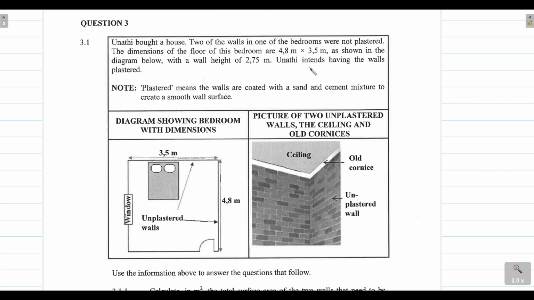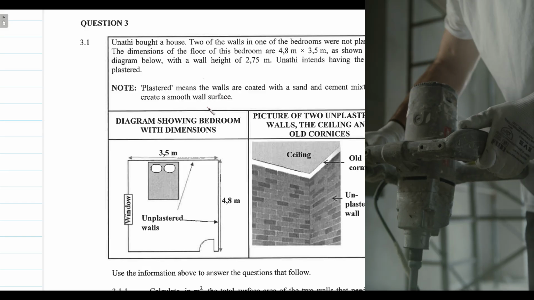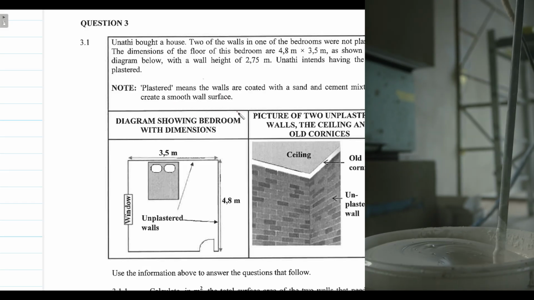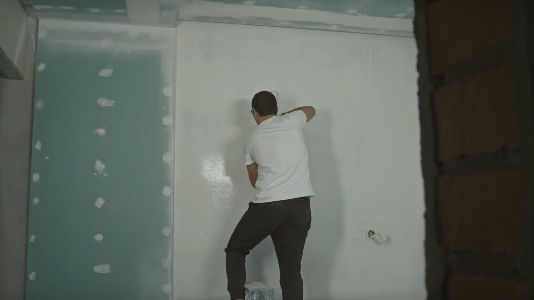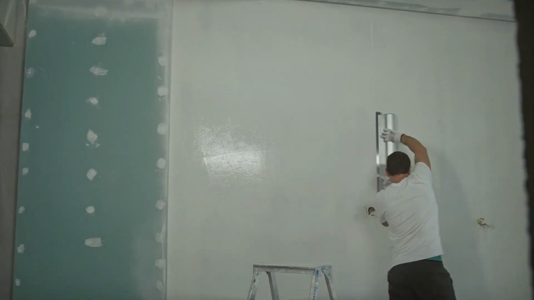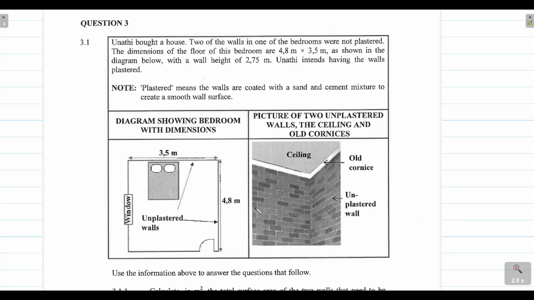It says Unati intends on having the walls plastered. So when they talk about plastered, it means that when they plaster the walls, they coat your walls with a sand and cement mixture to create a smooth wall surface. I'm sure everyone is very familiar with this, right? When they do renovations at home, obviously they'll put the wall up with the bricks and then they'll cover those bricks with your plaster. So that's basically what they're explaining there.